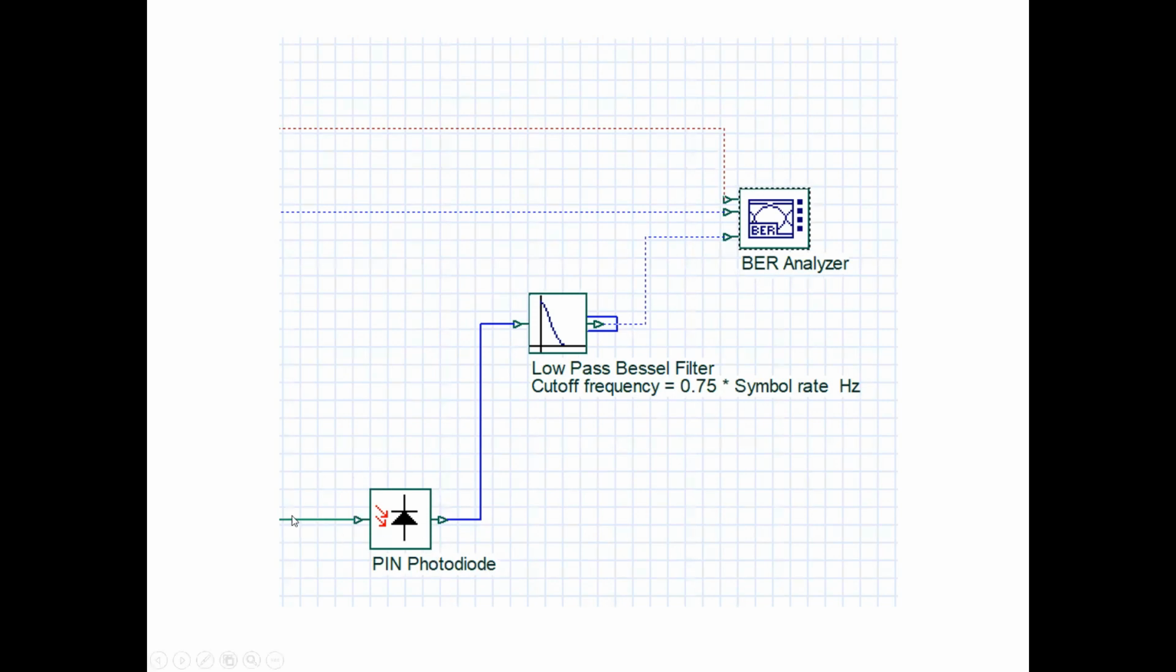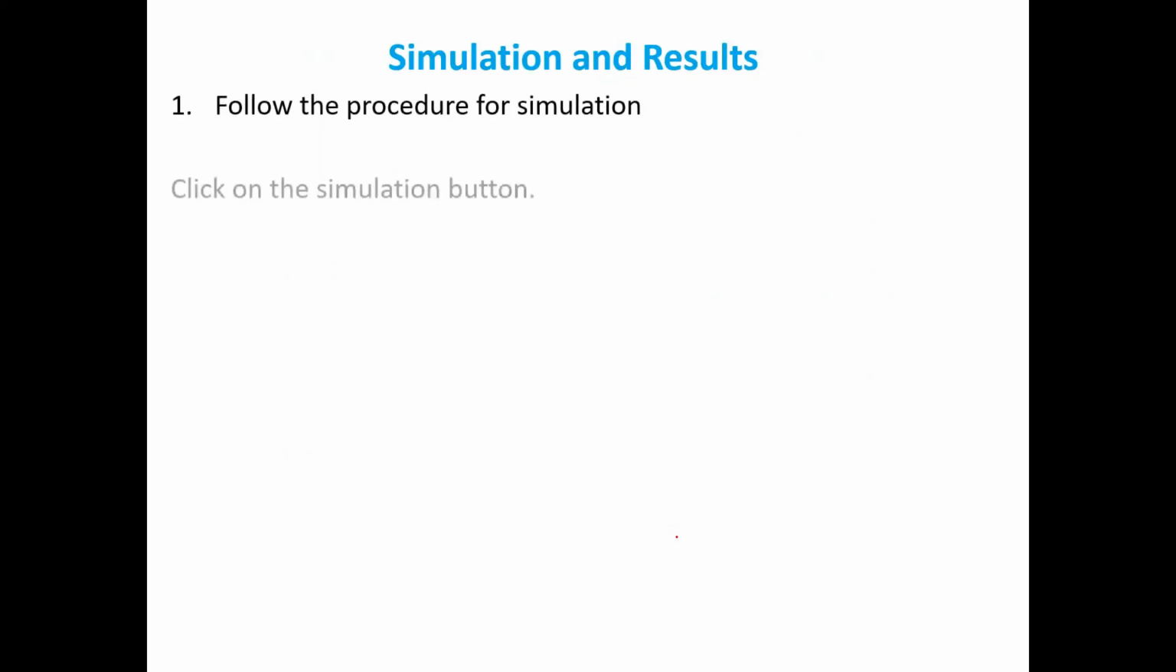So this is your receiver, how it looks. This is your pin diode. Here you are actually receiving the optical signal. Then the low pass filter is there. Here you can get a bit error rate analyzer. Here you can see, this is your electrical signal, this is your electrical signal, and here you are actually using reference signal. So combining your transmitter, receiver, and channel, your system is ready for simulation.